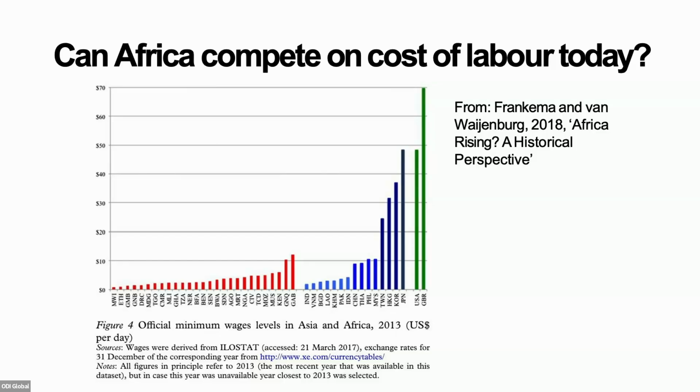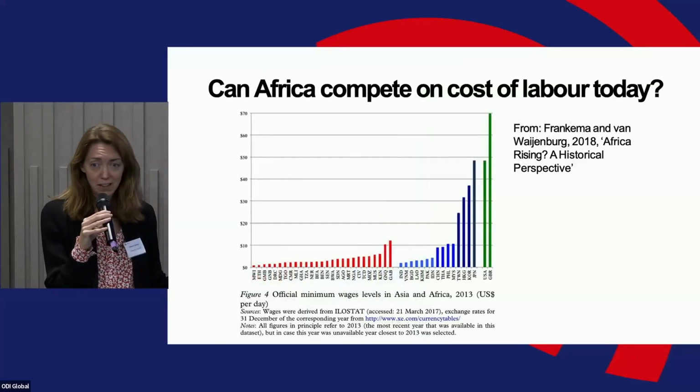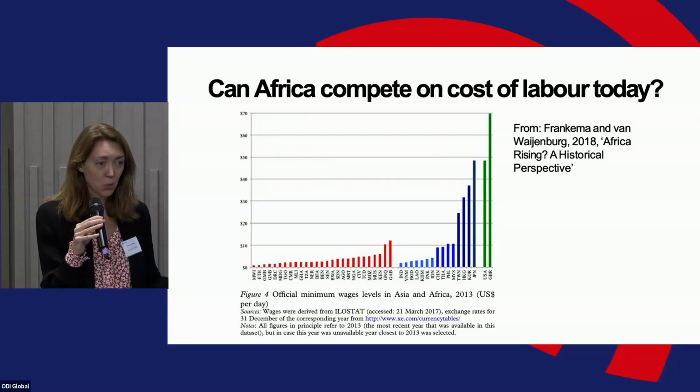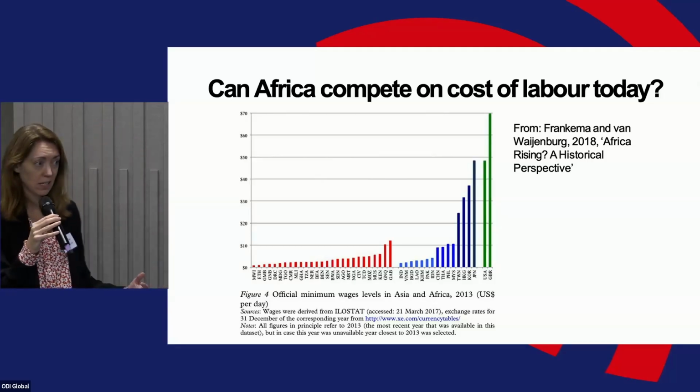This is quite an old figure. This is official minimum wage levels in Asia and Africa compared from 2013, from a paper by Ewout Frankema and Marlous van Waijenburg. There are obviously issues with using official minimum wages, but it just gives you a feel. As of 10 years ago, at least, many African countries still had minimum wages above those in South Asia, and lower labor productivity. But there were some countries in Africa, like Ethiopia, where the wage gap between Asia and Africa has been growing, and where you would think it might be possible to compete on the basis of inexpensive labor for manufacturing or other labor-intensive activities.